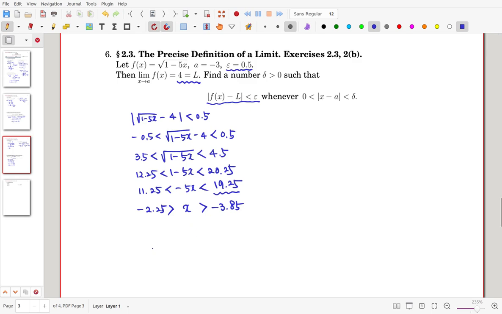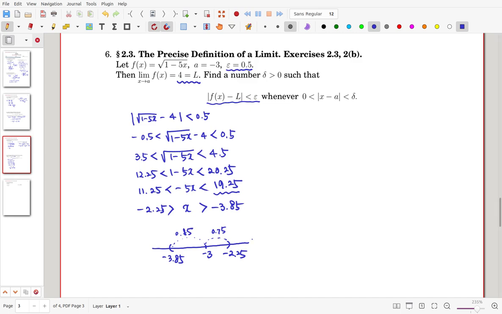Okay, now let's try to visualize the interval. Here that is minus 2.25, and this is minus 3.85, and now a is minus 3, so a will be around here, minus 3, and this distance is 0.75. That distance is 0.85.